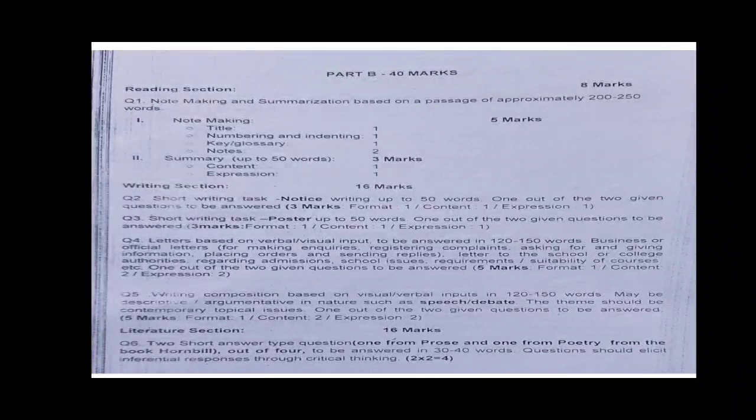Now question number 5, writing a composition based on visual and verbal inputs in 120 to 150 words. It may be descriptive or argumentative in nature, such as a speech or debate. The theme should be contemporary, topical issues. 1 out of 2 given questions to be answered. Again you will have this question for 5 marks. Composition based means you have to compose, you have to write a small paragraph of 120 to 150 words based on the visual or verbal inputs given.